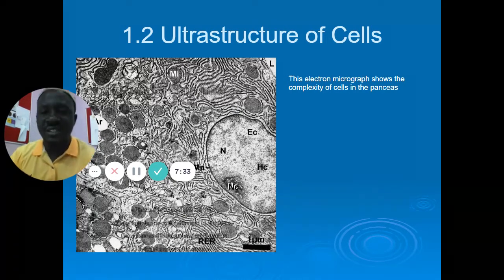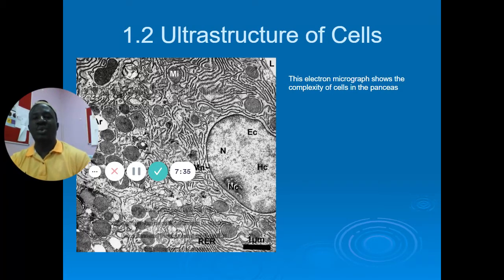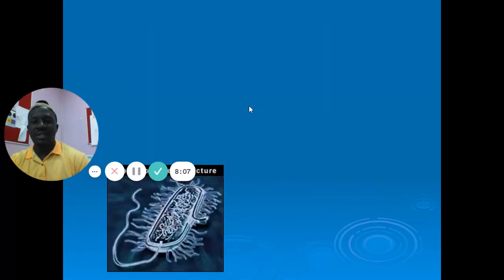Most of these detailed structures, which you call ultrastructure, ultra meaning detailed, are drawn from what we call an electron micrograph, or to observe them, we use what we call electron microscopes, which go deep inside and check out every detail. So this is a complex structure of a cell in the pancreas. So let's continue and see.